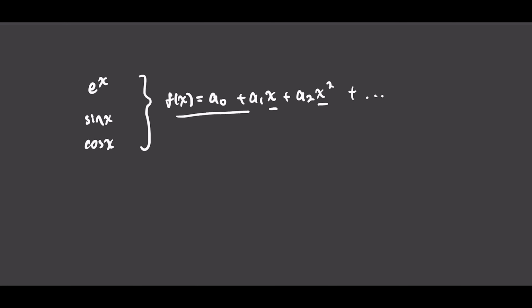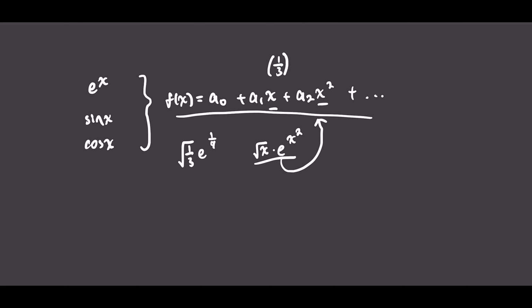Using polynomials, we can make the functions more workable. For example, it is easier to integrate this function instead of this one. And also, using polynomials, we can find good approximations of otherwise complicated numbers. For example, if we want to find the value of, say, square root of 1/3 times e to the power of 1/9, we can use the function square root of x times e to the power of x squared, find the polynomial function of this, and sub in x to be 1/3 to find the value of this.